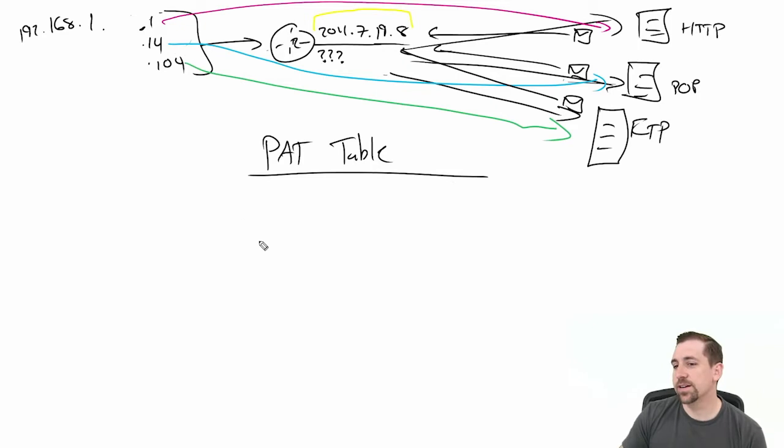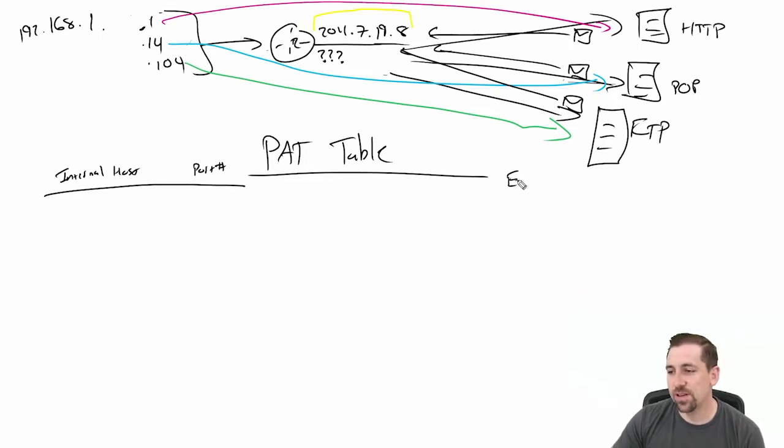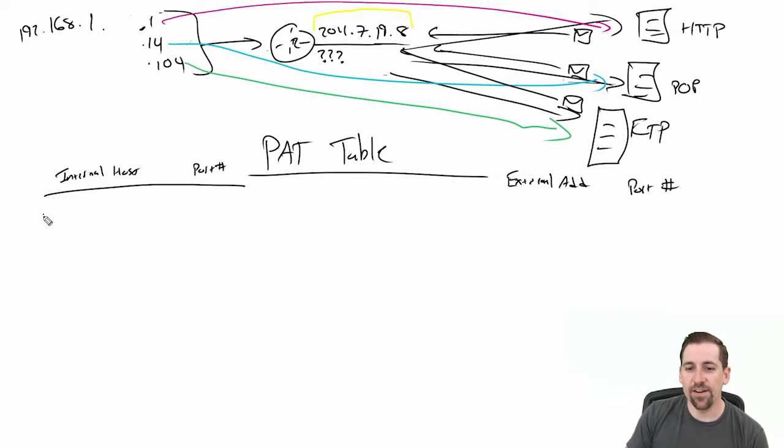And so what we have here now is, let's say this is the 192.168.1 network. Then we have the internal hosts and their port numbers. And we have the external address and port number and associated port number.